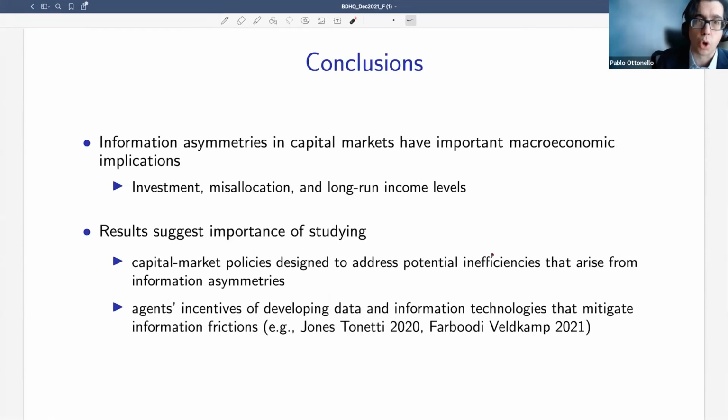Okay, to conclude, asymmetric information has important macroeconomic implications that affects investment, misallocation, long-run income and consumption levels, and we are thinking that it will be interesting to study potential inefficiencies that can arise from these potential distortions from asymmetric information, or also a setup in which these information acquisition or these technologies become endogenous.